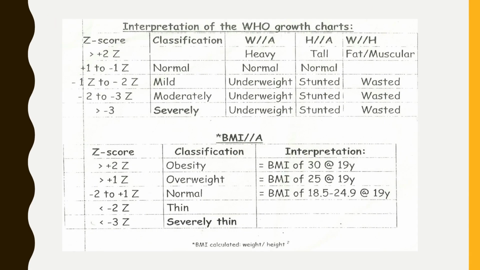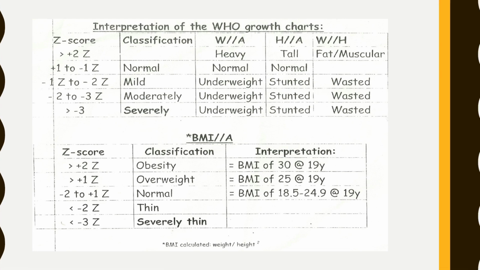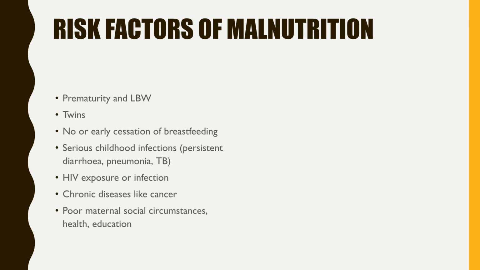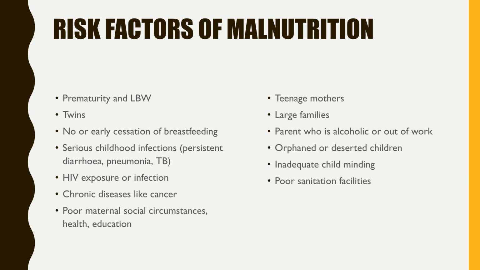The WHO growth charts provide interpretations of Z-scores for classification of nutritional status, including weight for age, and weight for height. The chart also interprets BMI for age to classify obesity, overweight, normal, thin, and severely thin status. Risk factors for malnutrition include prematurity, low birth weight, early cessation of breastfeeding, serious infections, and chronic diseases. Socioeconomic factors like teenage mothers, large families, and poor sanitation also contribute.